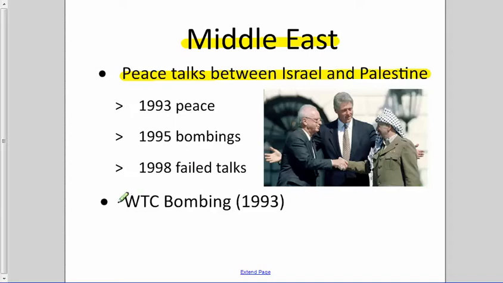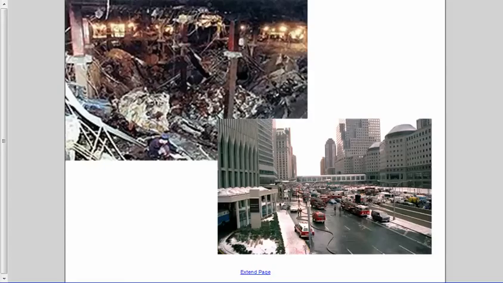Another big topic that's going to tie into the Middle East happens in 1993. In 1993, under Clinton's administration, we have the World Trade Center bombing. And you might be like, what? I don't know about this.